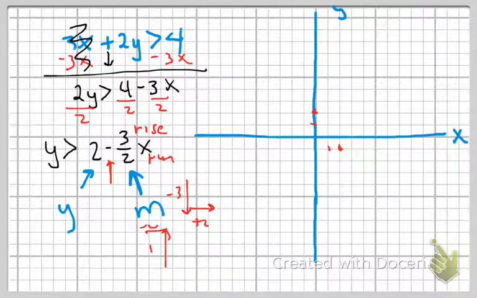So I know my line goes this way. Now I'm going to go the other way. I'm going to go up 3, 1, 2, 3, and then over 2. So the dot's right there. If I was to draw my line, I would connect the bigger dots.